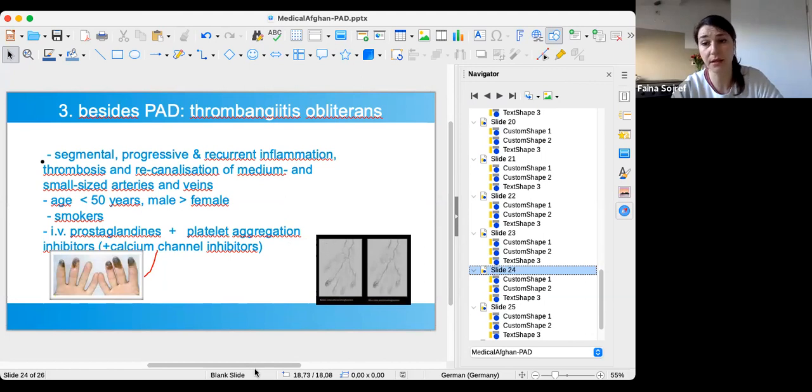On top of that, you can try a lucky shot. You can try calcium channel inhibitors as well, because they also can help relax the muscles in the small blood vessels and dilate them a bit. So sometimes that's worth a try.